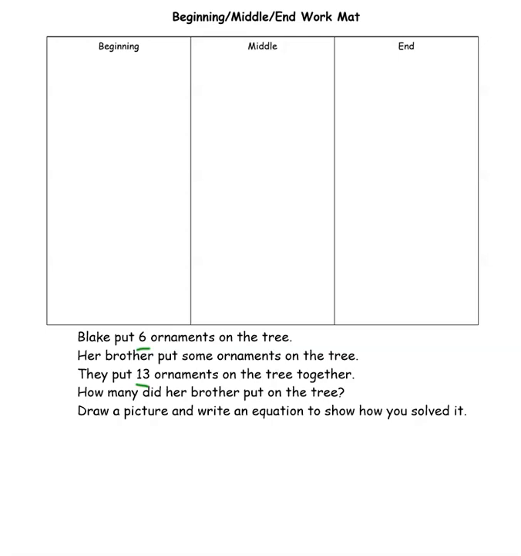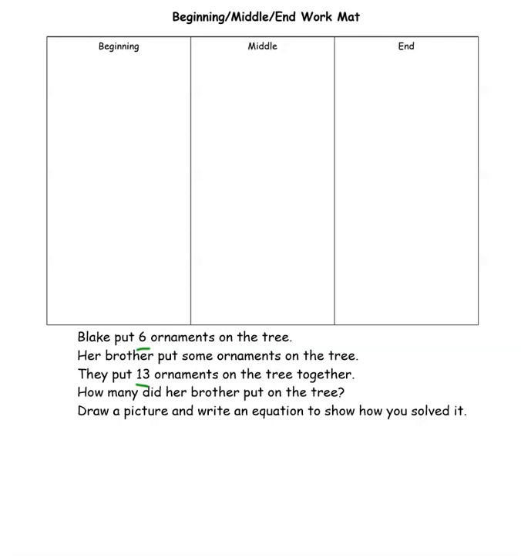So I kind of picked the beginning, middle, and end work mat to help me solve through this. So what's happening in this story? So we know in the beginning that Blake put some ornaments on a tree. Are you picturing that in your head already? And then we know her brother put some on the tree. And then we know together that they put a total amount there. And what we don't know is how many did her brother put. That's what it's wanting us to solve. How many did her brother put on the tree?